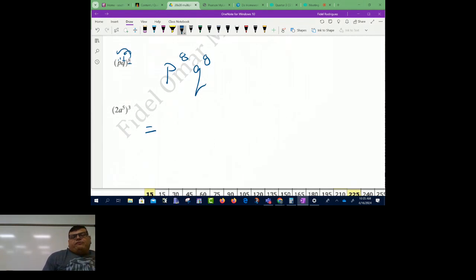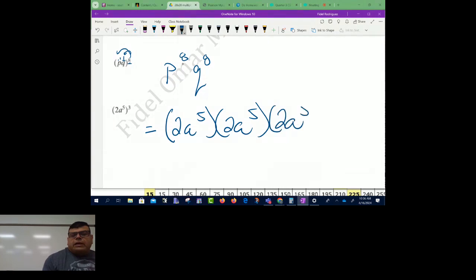Y'all, for something like this here, 2a to the 5th, all raised to the 3rd, let me just explain what that means. It means 2a to the 5th, 2a to the 5th, and another 2a to the 5th, right? That's what it means to raise something to the 3rd power. Okay, so a couple things we can do here.